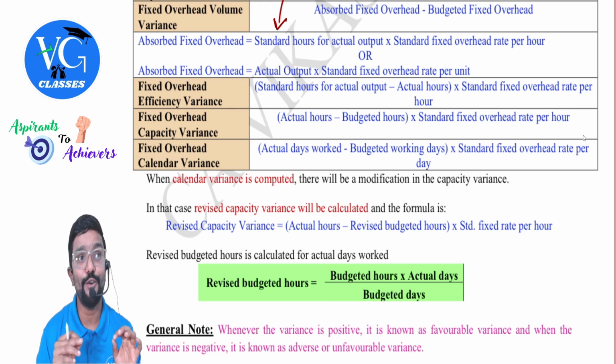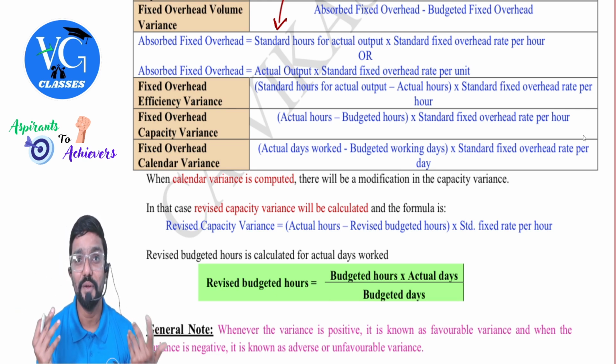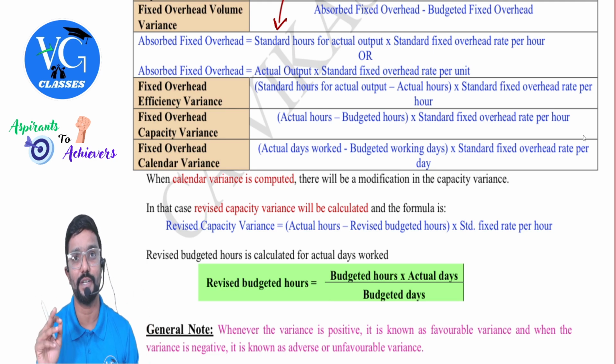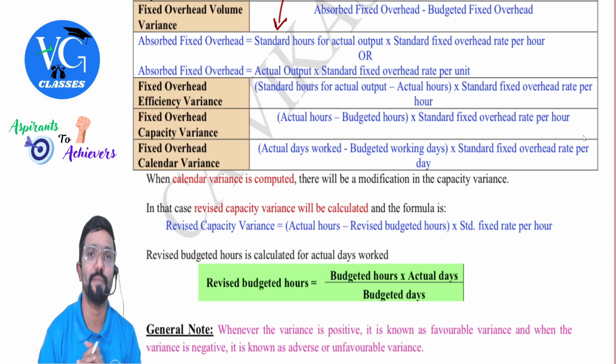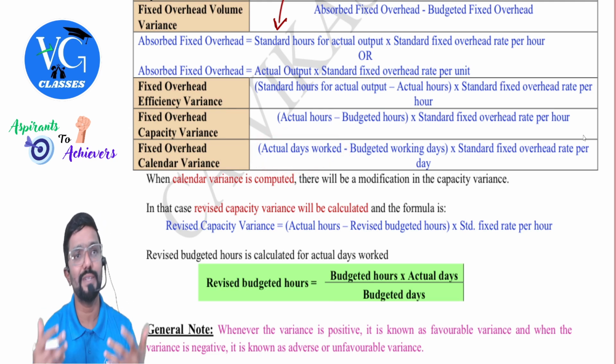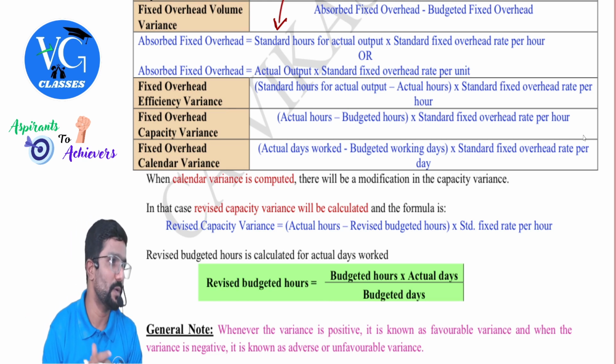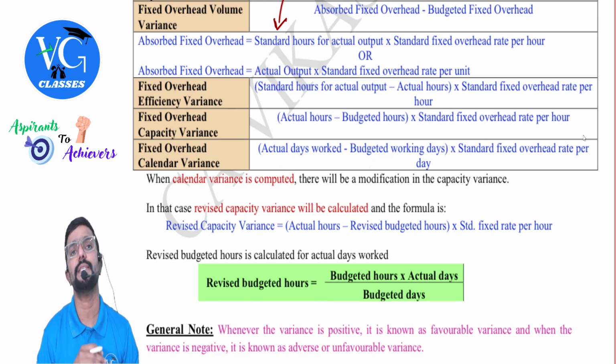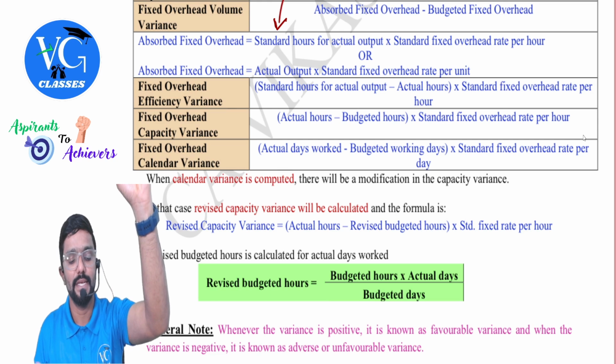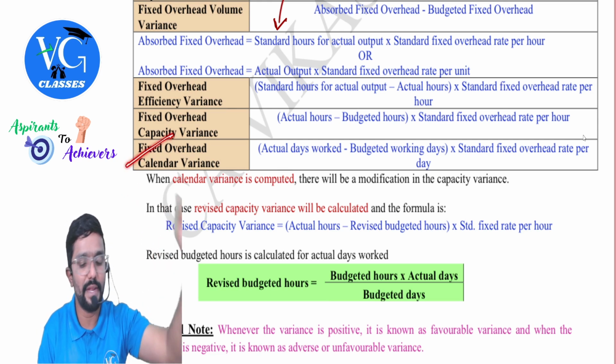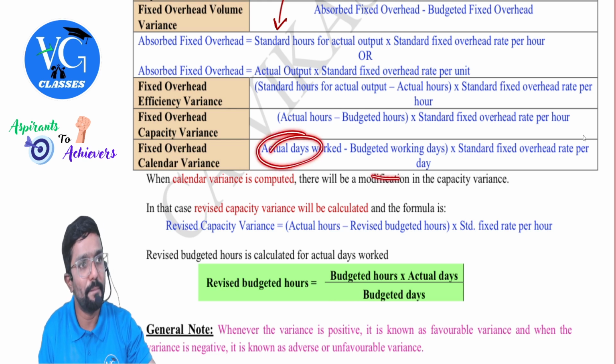Good. See, obviously, if I have worked more, cost is more. But here we are not thinking from cost point of view. Did we work more or not? Did we use the capacity more or not? We are thinking from that point of view. Clear? So here also, if actual days worked is more than budgeted, it is always good. So we are taking actual first minus budgeted. Guys, what is the formula? Calendar variance: actual days minus budgeted days.